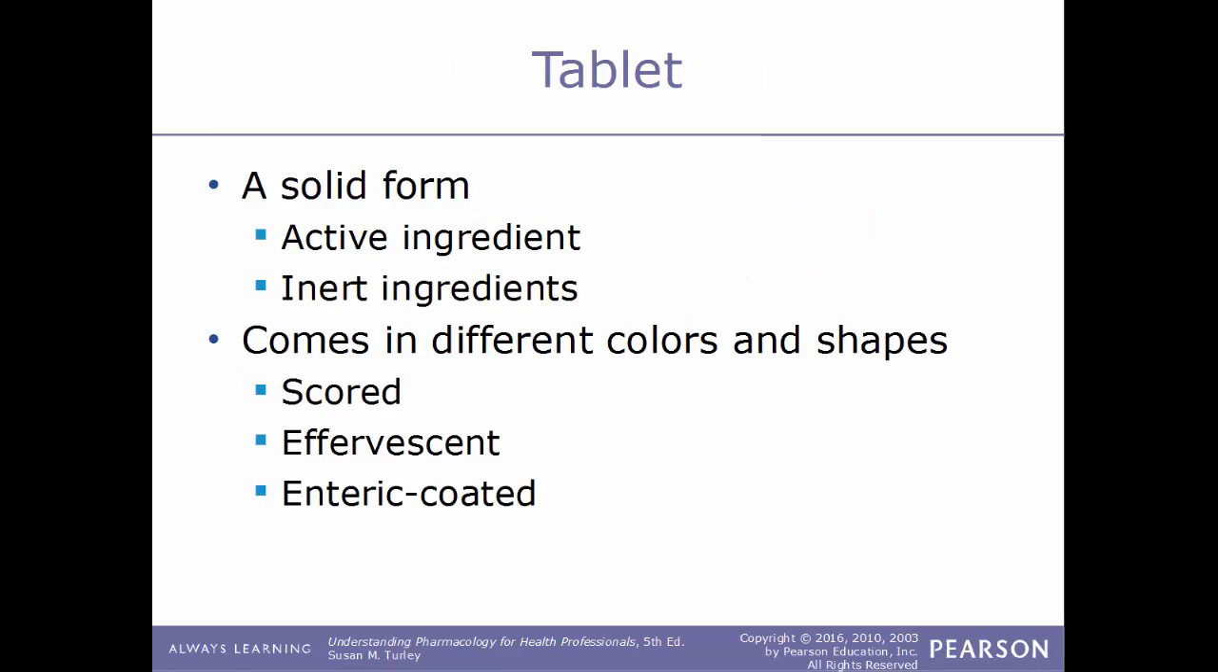Alright, the first form we'll start off talking about is a tablet. Now, a tablet is a solid form, and it contains active ingredients and also inert ingredients. Tablets will come in different shapes and in different colors. Some tablets are scored, which means they're able to be broken either into halves or in thirds. This is how you get some prescriptions where you're told to take half a dosage or half a tablet.